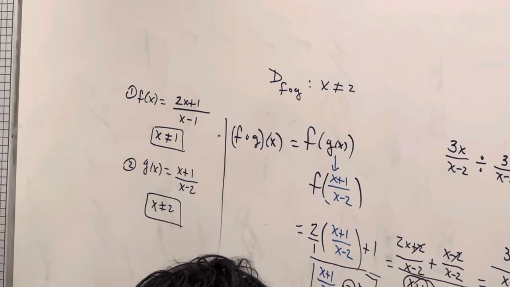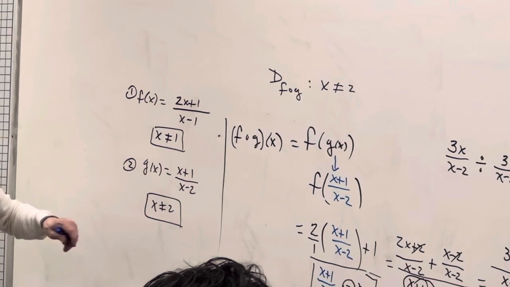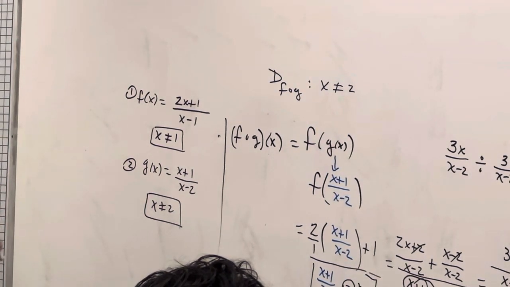That's why I'm including 1. Okay, now, are we going to include 1? It says X cannot be 1. I'm going to throw in maybe X cannot be 1. We'll see.